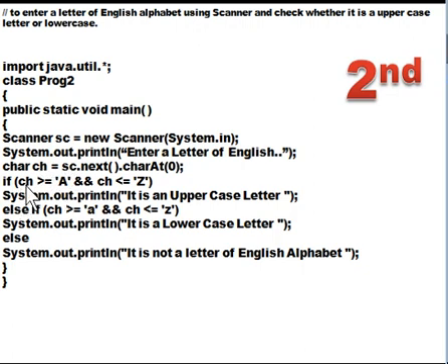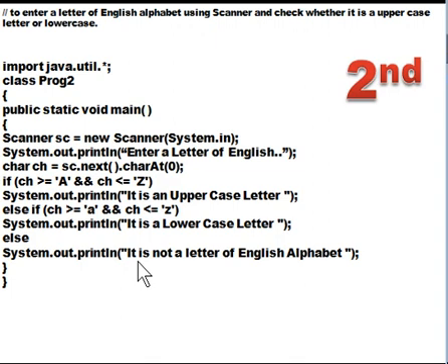Now I am checking the condition. If ch is greater than or equal to character uppercase A, and ch is less than or equal to uppercase Z. Now these are uppercase, so automatically if the value lies in between these or including these, then it is an uppercase letter. So I am displaying the message. Otherwise, I am going to check if ch is greater than or equal to small a, that means lowercase a, and less than or equal to lowercase z, then it is a lowercase letter. So I am going to display it. Otherwise, it is not a letter of the English alphabet. So I am going to display it.